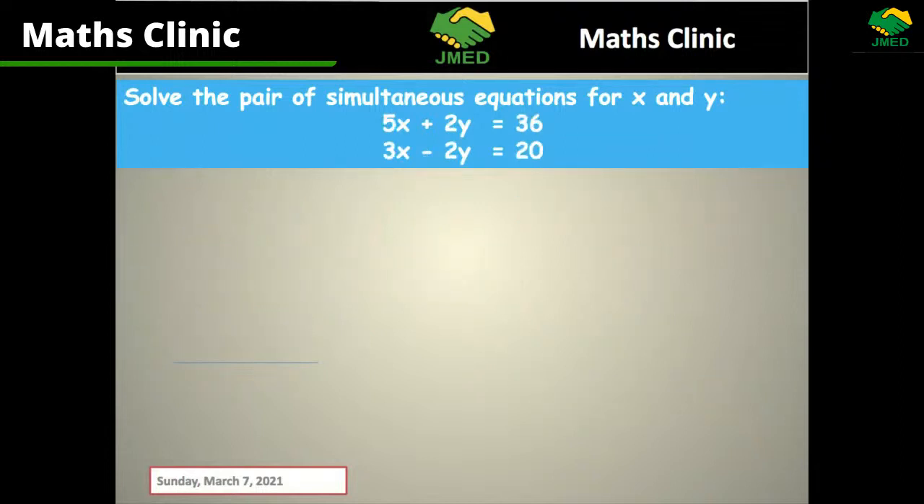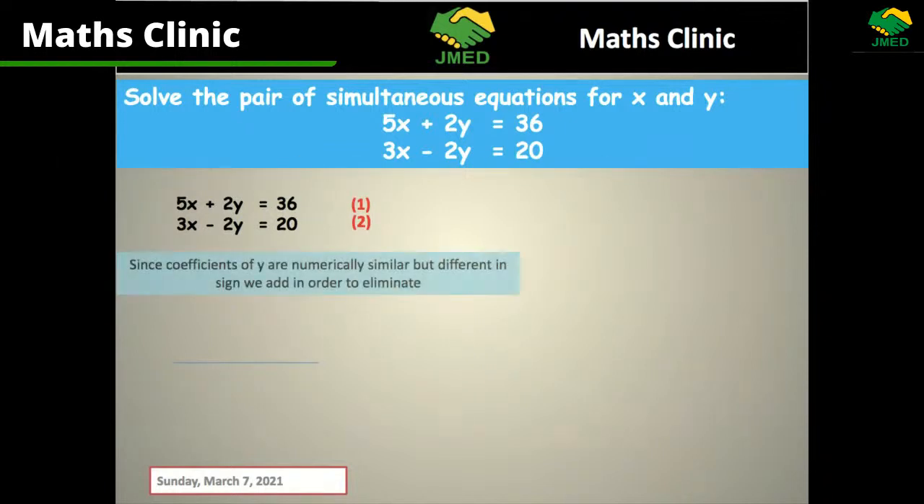Let's look at another one. So 5x plus 2y and 3x minus 2y. Let's put this down. We label our equations 1 and 2. The coefficients in this case are not the same in terms of value, but their absolute values are the same, meaning they're 2's. The difference is just the sign. We can still eliminate easily from this. In this case, we'll have to add, because if you add 2y with minus 2y, you get 0.